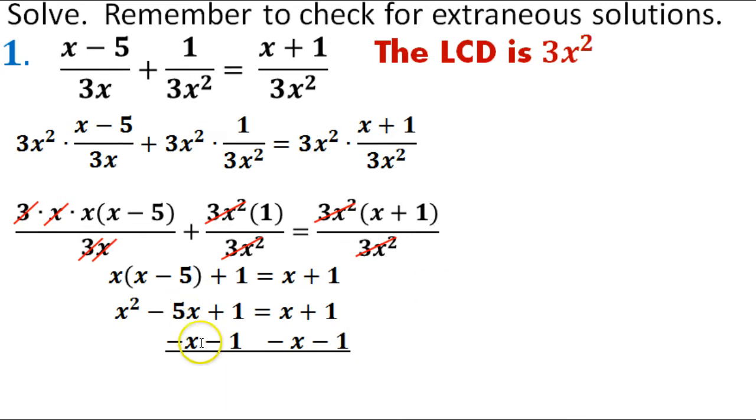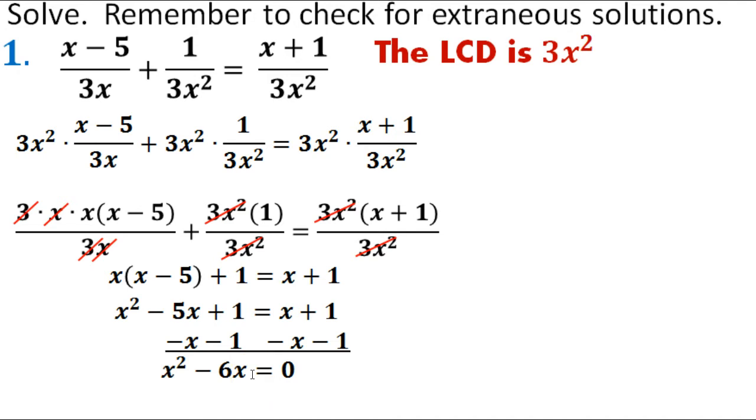Let's see, negative 5x minus x gives me negative 6x. And positive 1 and negative 1 give me 0, so that's it. And then what I'm left with on this side is just 0. So now I've got an x squared minus 6x, and this equals 0. Now, we can take this and plug this into the quadratic formula. That will work. Our a value in this case is 1, our b value is negative 6, and our c value is 0. So we can plug that into the quadratic equation.